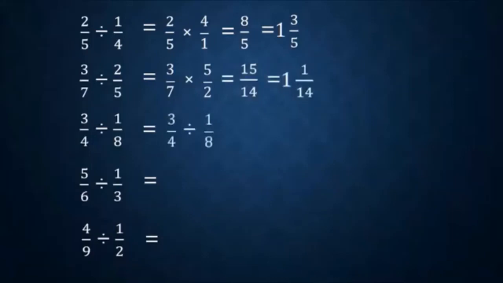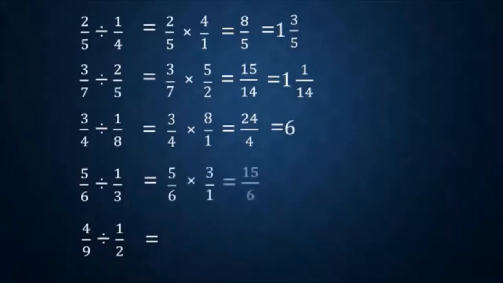3 by 4 divided by 1 by 8 is equal to 24 by 4 or 6. 5 by 6 divided by 1 by 3 is equal to 15 by 6 or 1 by 2. 4 by 9 divided by 1 by 2. What is that equal to? Yes, 4 by 9 divided by 1 by 2 is equal to 8 by 9.